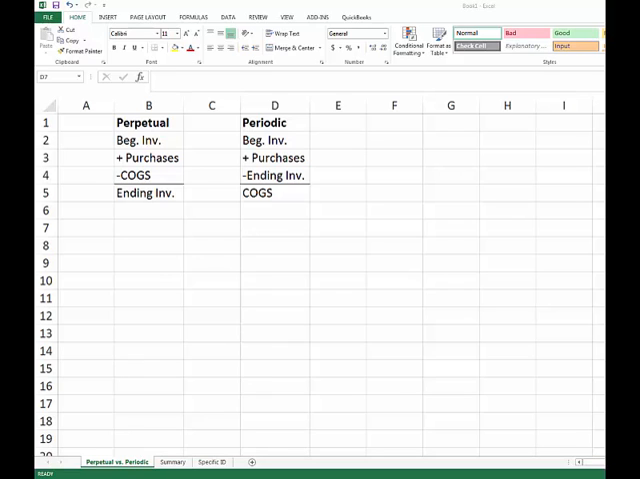Chapter 8 covers the valuation of inventories, and we are going to look at 8 inventory methods for costing inventory.